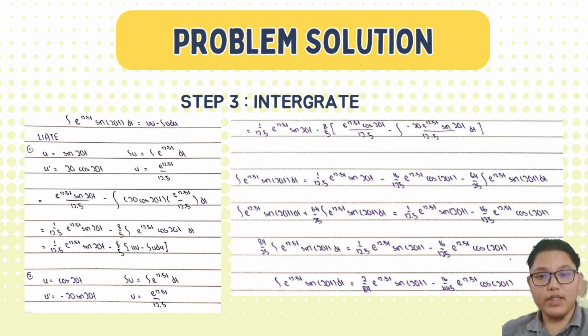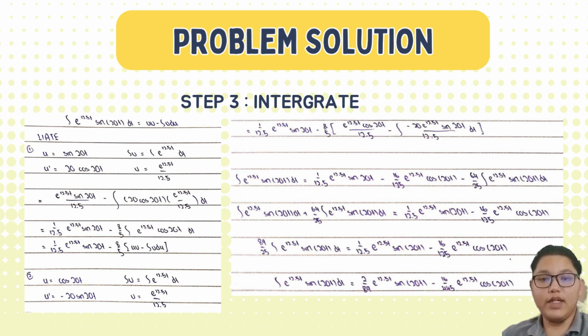So from there, we can see there is a similar constraint. What we can do is to transfer the constraint from the right hand side into the left hand side, and then from there we can just simplify the left hand side, which we will get 89 over 35 times integration of e power 12.5t sine 20t equals to 1 over 12.5 e power 12.5t sine 20t minus 16 over 125 e power 12.5t cos 20t.